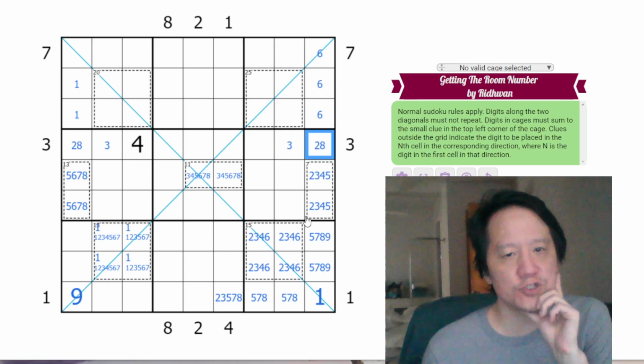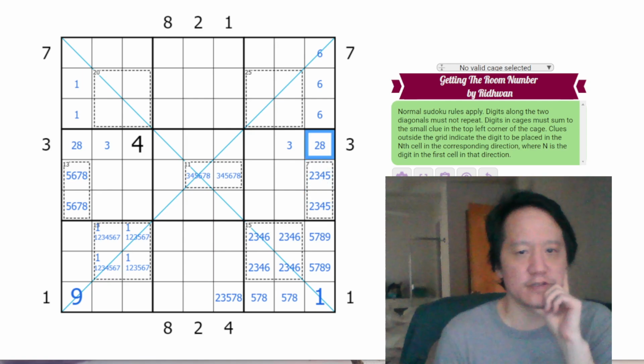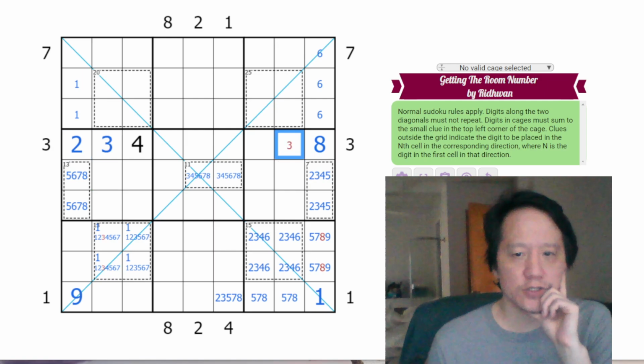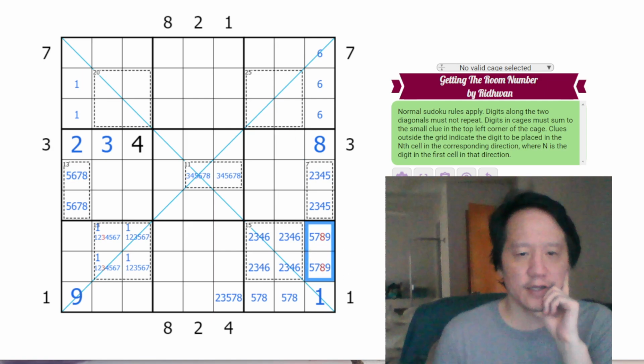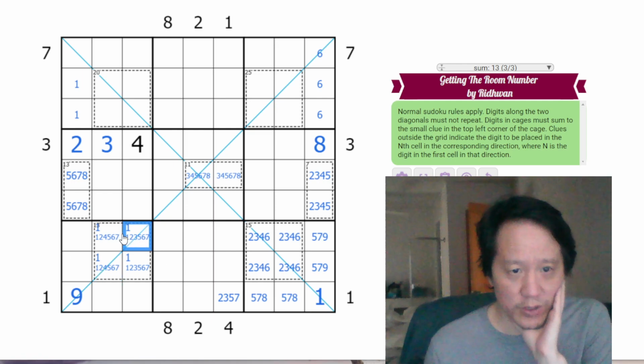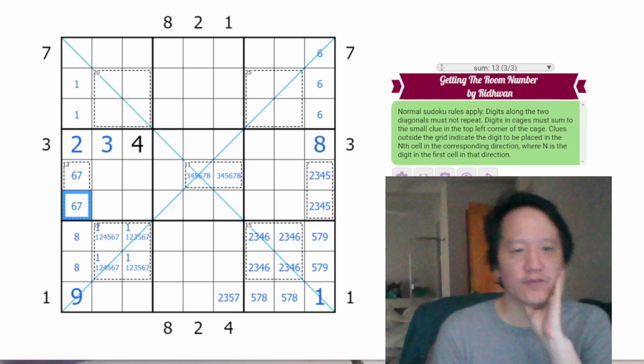Oh, say this was 2. This would have to be 3. But then that eliminates both possibilities here. So this cannot be 2. So therefore, this is 8. And this is 2, which makes that 3. So this cannot be 3. The 8 cannot be here. So the 8 is here, which means that can't be 8. This can't be 3. 8 cannot be here, and 8 cannot be here. So the 8 has to be here, which means this cannot be 5, 8. This is 6, 7.